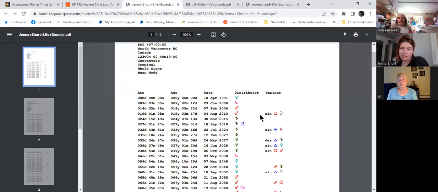The other thing that I will point out, which I had to figure out, is this side here, see how it says distributor? That is the bound lord. So this line is the bound lord. And then there is always a partner.